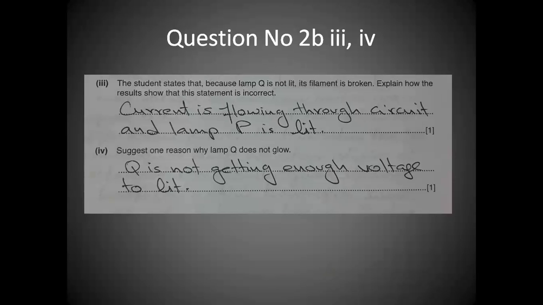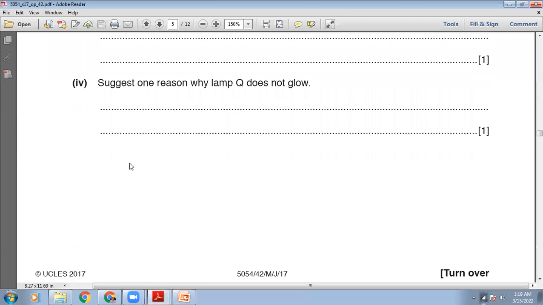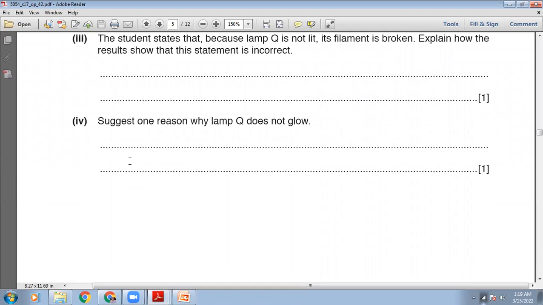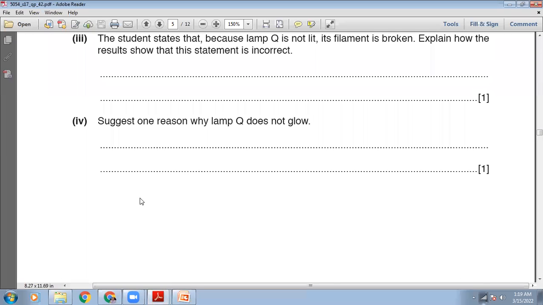So let me show you. Current is flowing through the circuit and the lamp P is lit. So the statement about Q is not correct. It's incorrect. So hopefully you understand. Okay. So just one reason why the lamp Q does not glow.